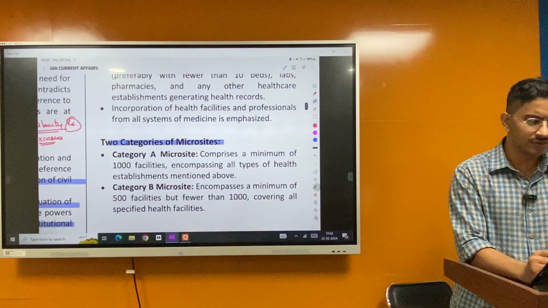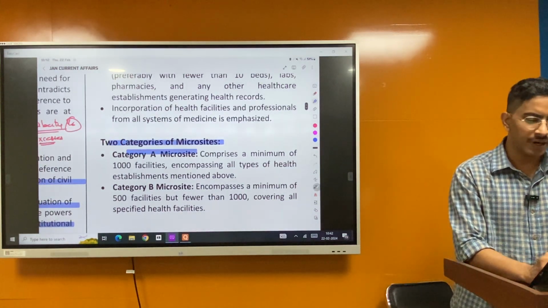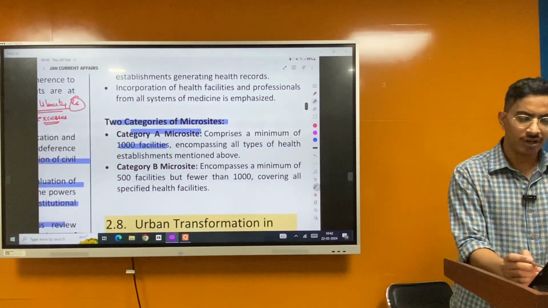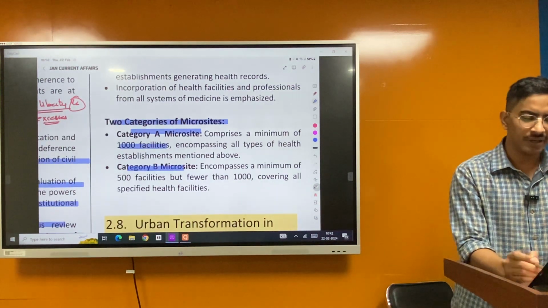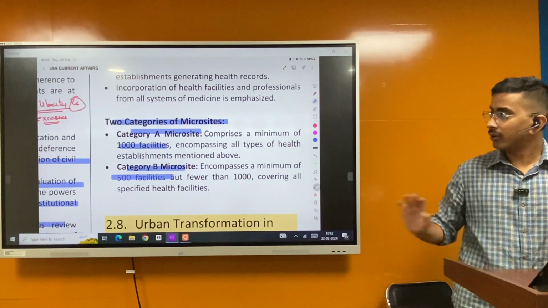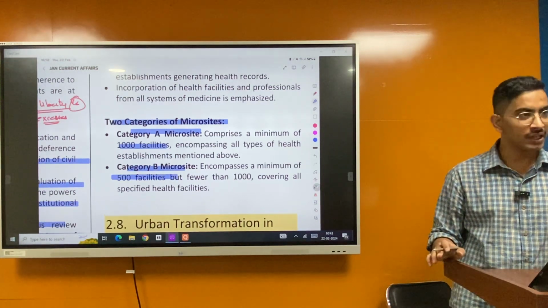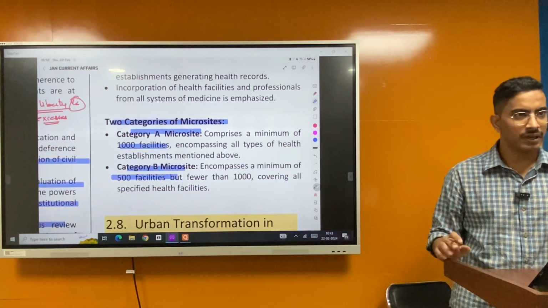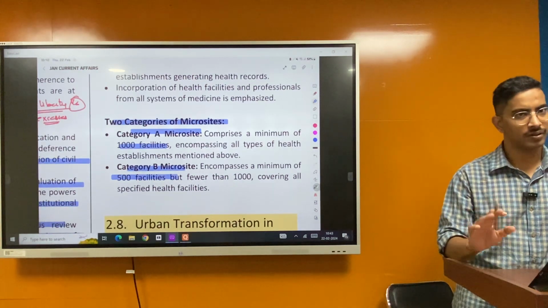There are two categories. Category A, minimum 1,000 facilities encompassing all types of health establishments, and category B, minimum 500 facilities. No need to remember. Just remember there are microsites and they are categorized into two. Rest, just the act.